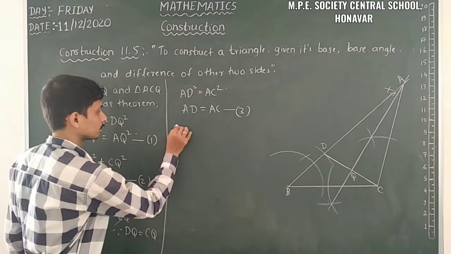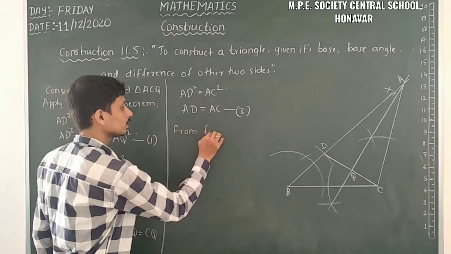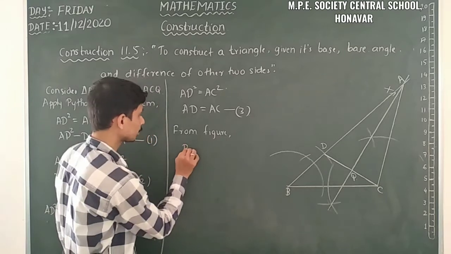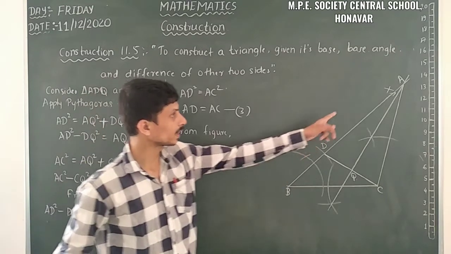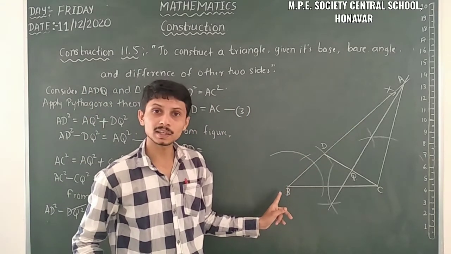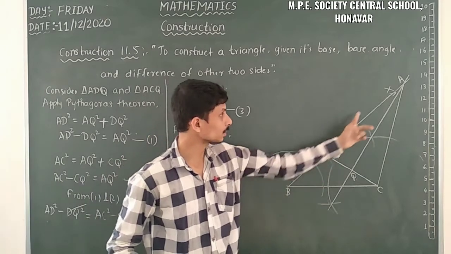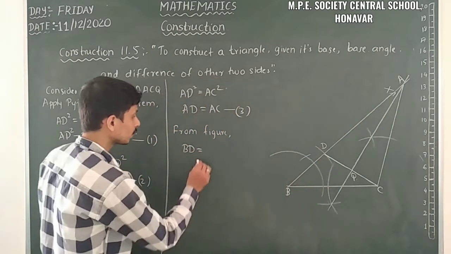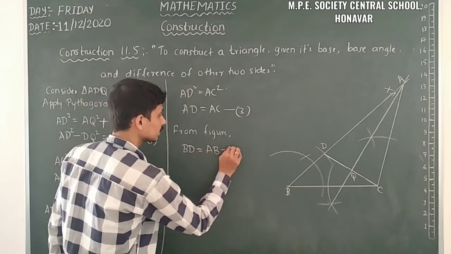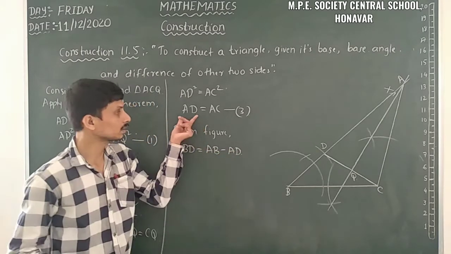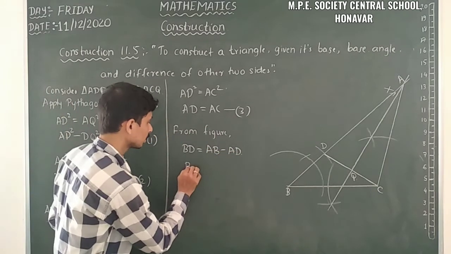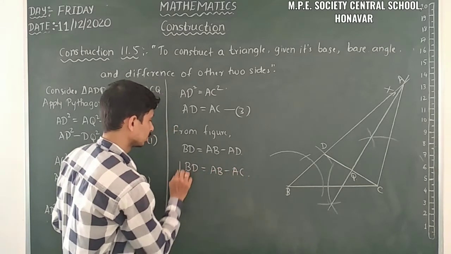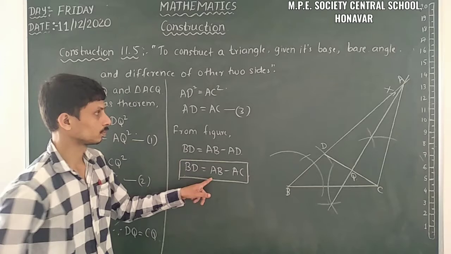So from the figure, we will just observe BD. We want BD here. BD can be written as AB, the complete line AB, from which we have to subtract AD. Then we get BD. So we can write it as AB minus AD. We already know that AD is equal to AC, just substitute it. BD is equal to AB minus AC. So we have the proof.